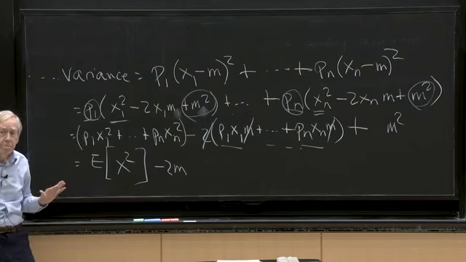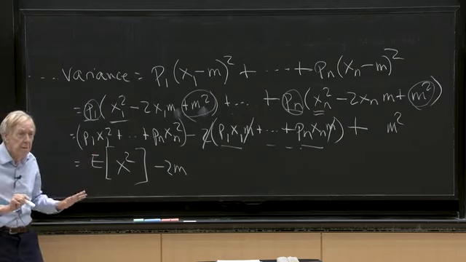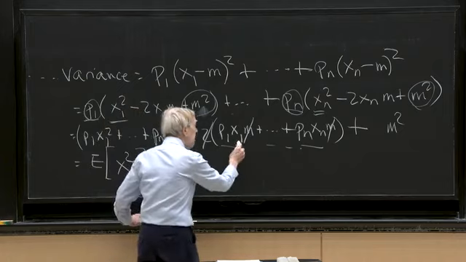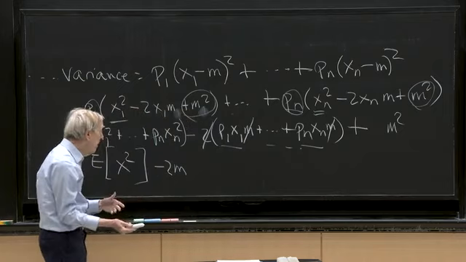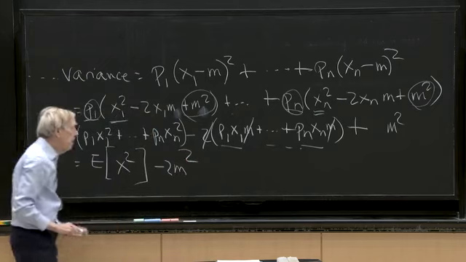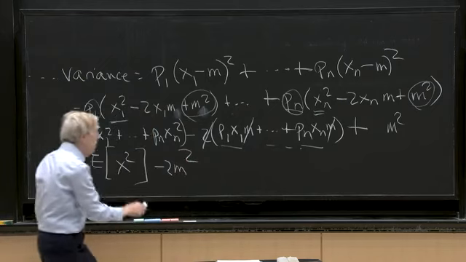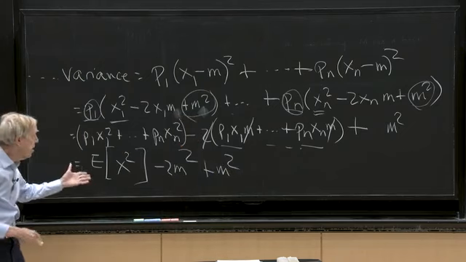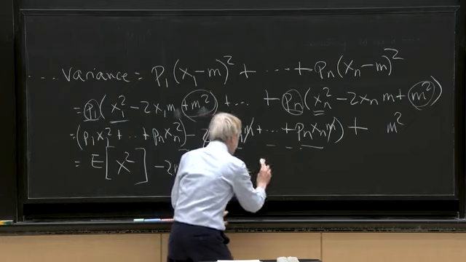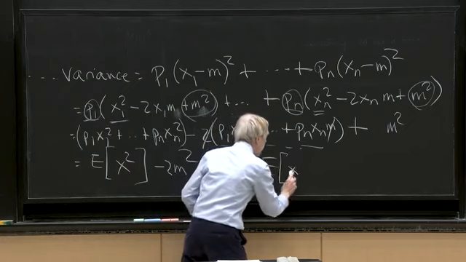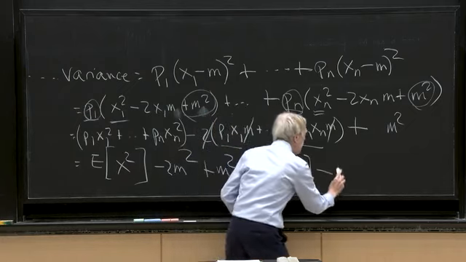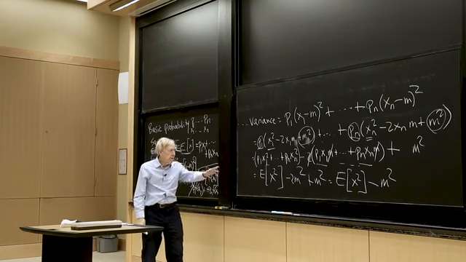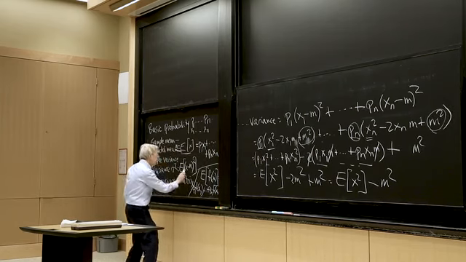Everybody should just pay attention to this. Trivial. I mean, we're just doing high school algebra here. But p1x1 up to pnxn is m. So I have another m squared there, and I have a plus m squared from the end. So you see that it is another expression, the expected value of x squared minus m squared. Just algebra, that is the same as this.